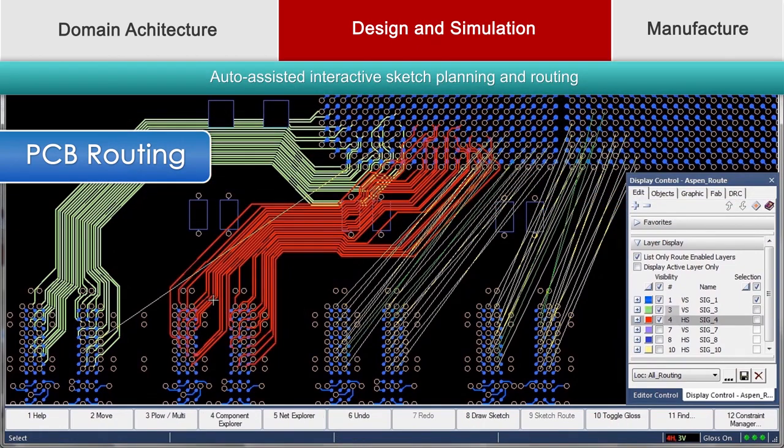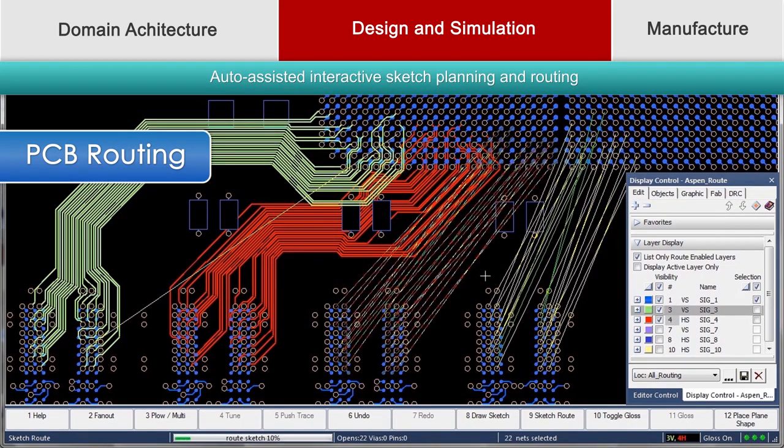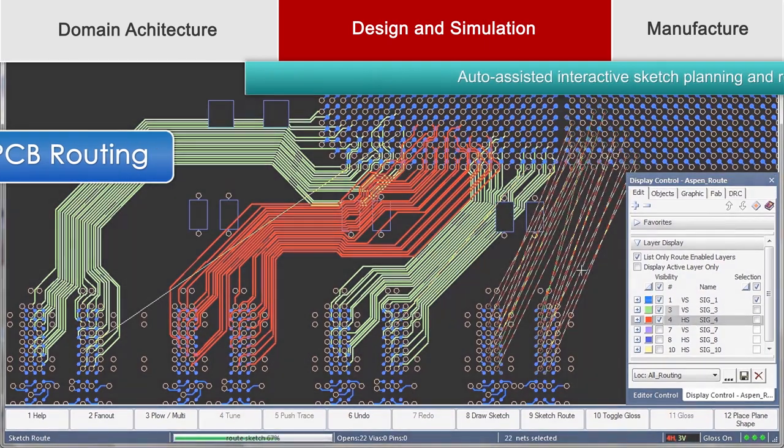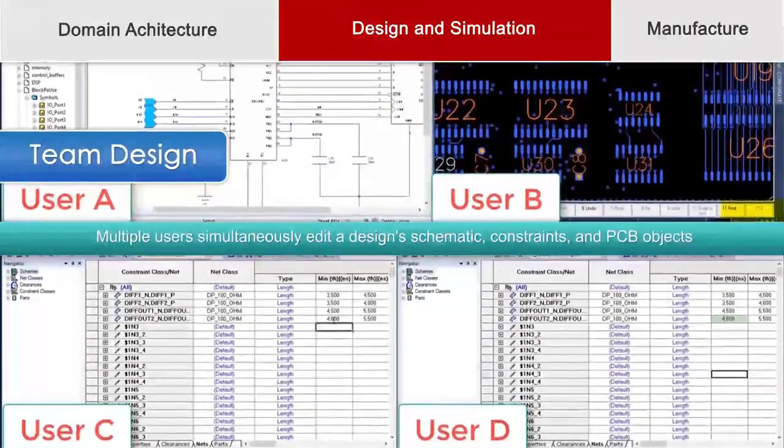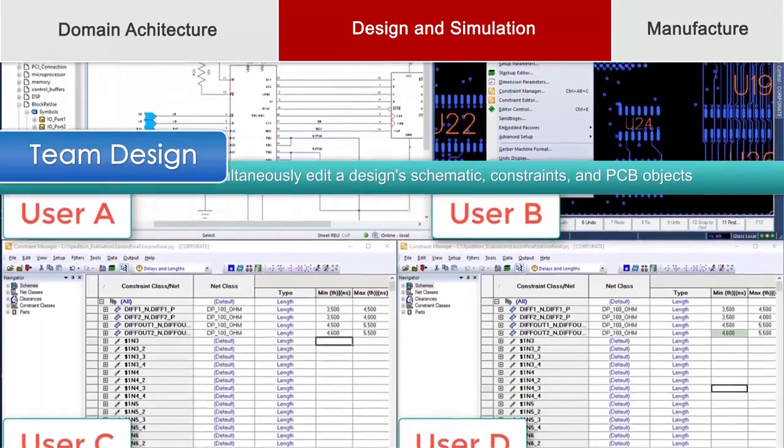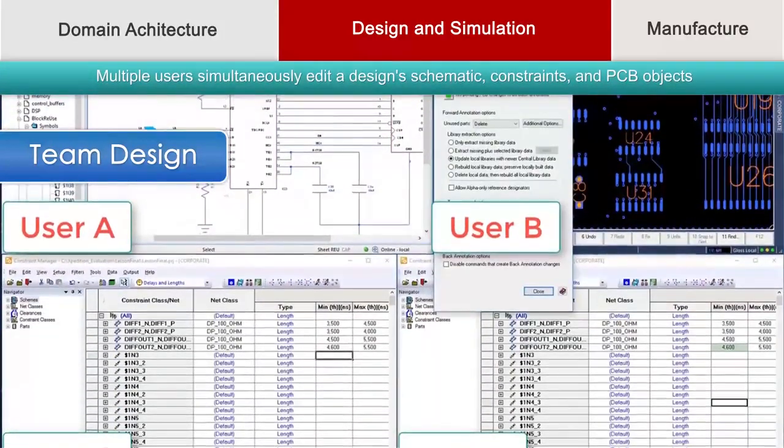Advanced PCB routing technologies, including Xpedition sketch planning and routing, combine automatic routing power with user control, accelerate design connectivity, and produce high quality results with exceptional performance.